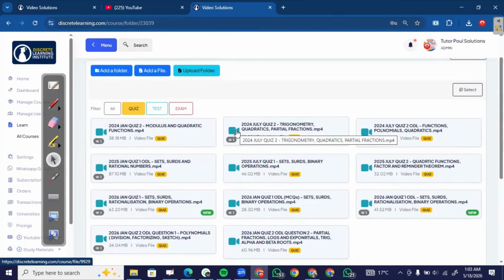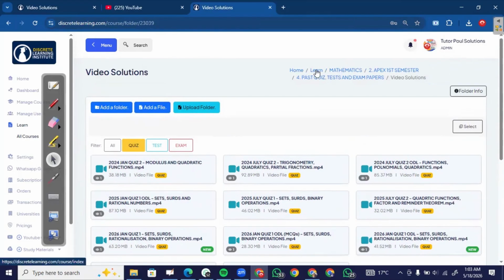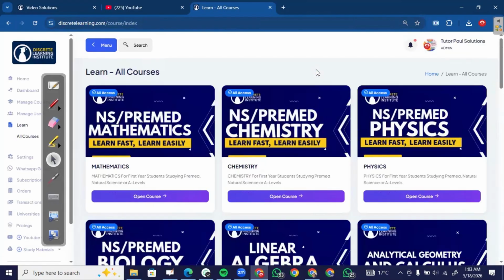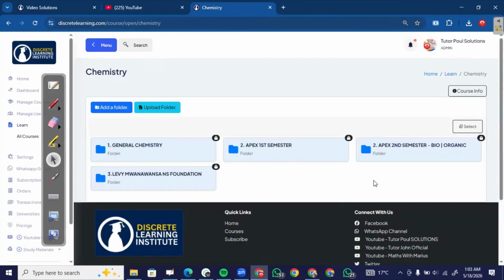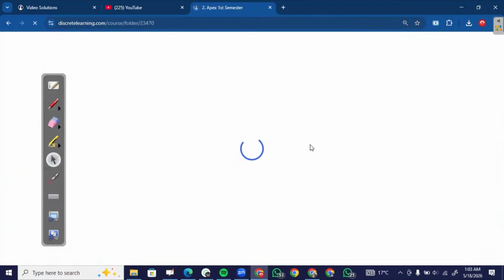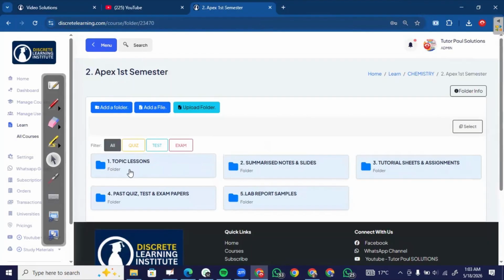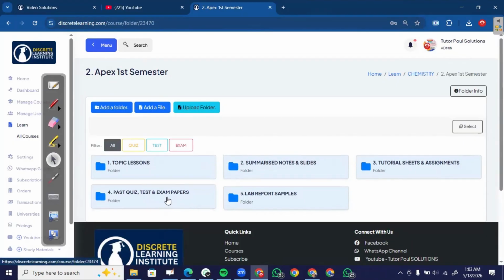So you can subscribe for any of the courses that you like, or the course that you're having challenges with. If you want, you can subscribe even for chemistry, and it's the same setup. You choose your semester. So I'm Apex semester 1 today. Once I open, you can see topic lessons, tutorial sheets, past quiz, and so on.